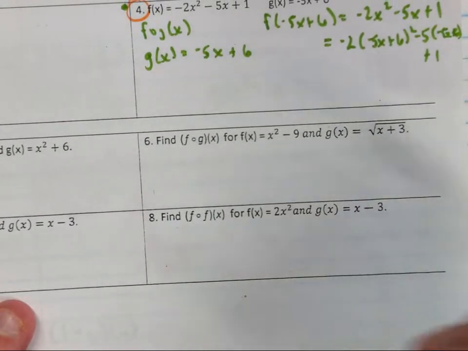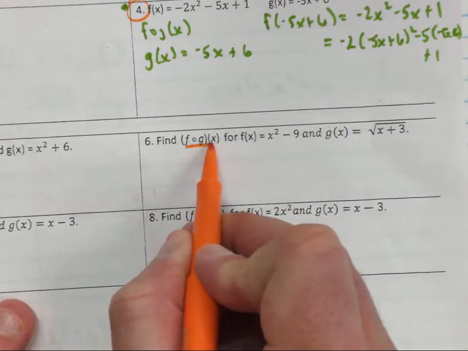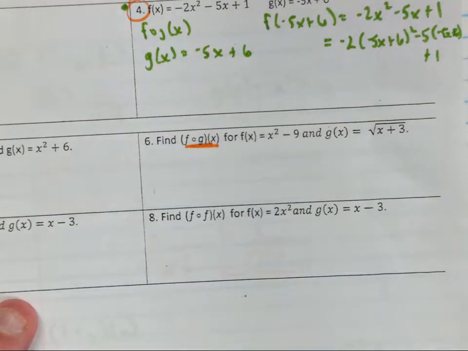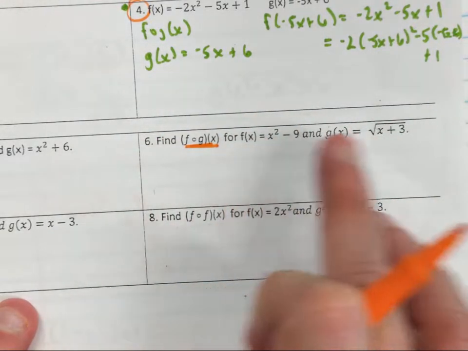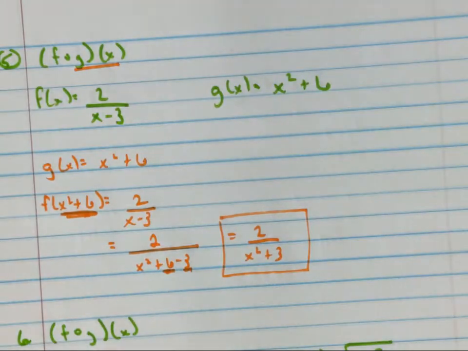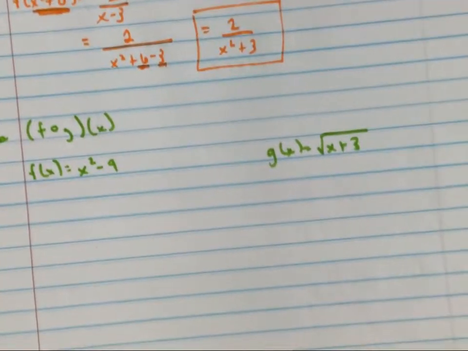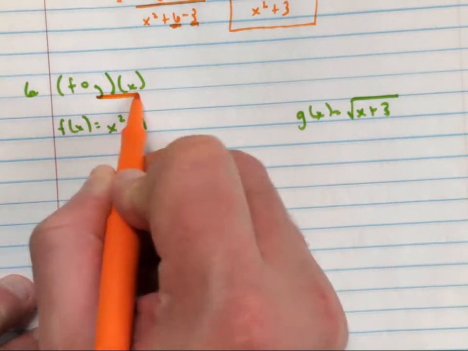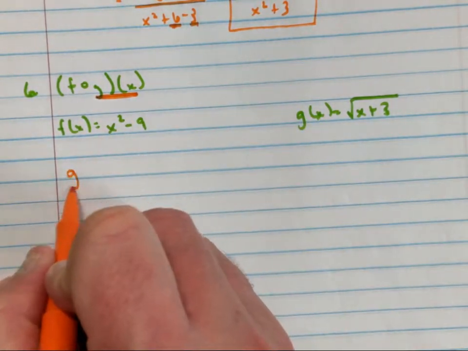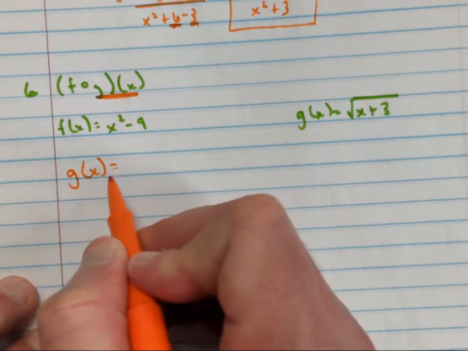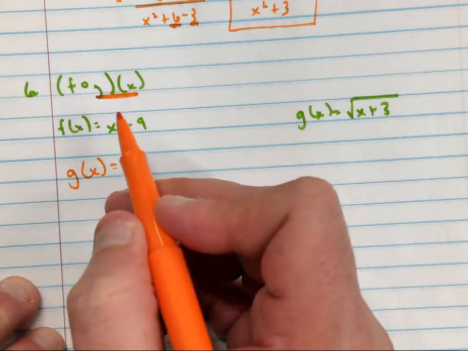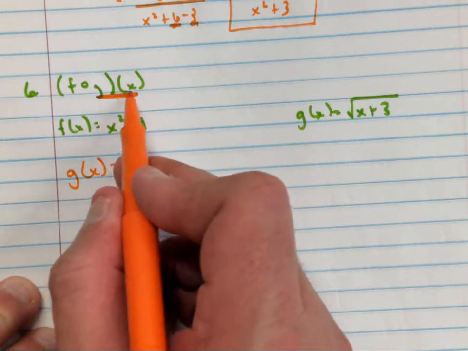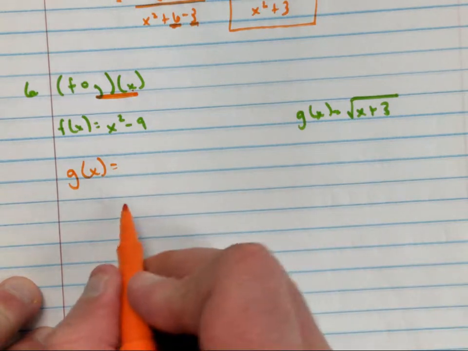Number 6 says find f of g of x. Here are our two functions, our f function and our g function. I got it written down on this notebook paper. So x is closest to which one? G. So g of x. You said, Mr. Chester, g is always going to be closer to x? No. You just have to look at which one x is close to. Here in this case, it's g.